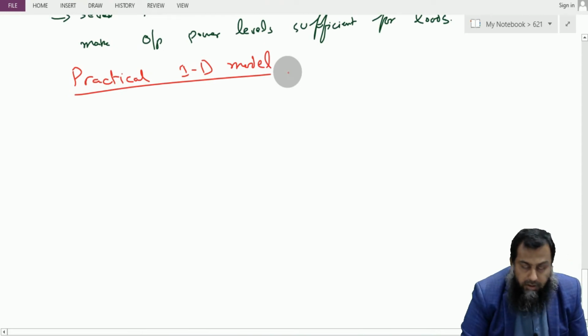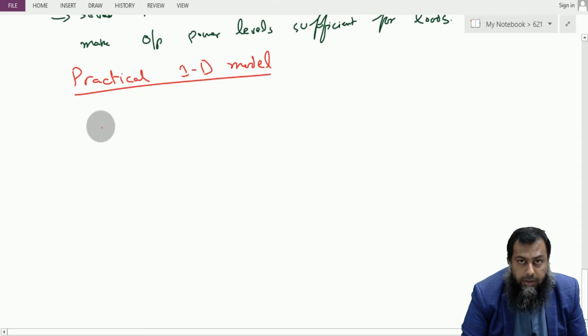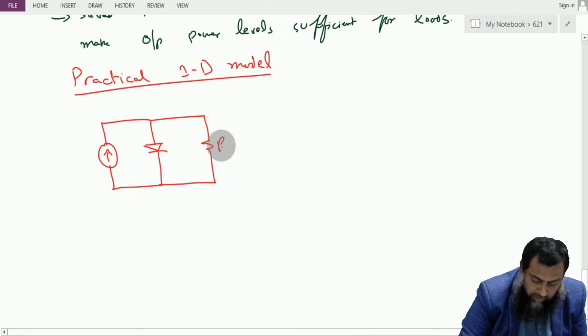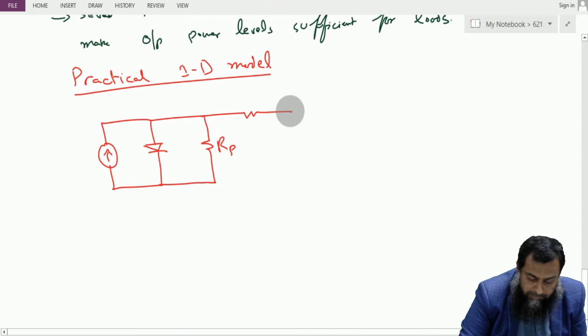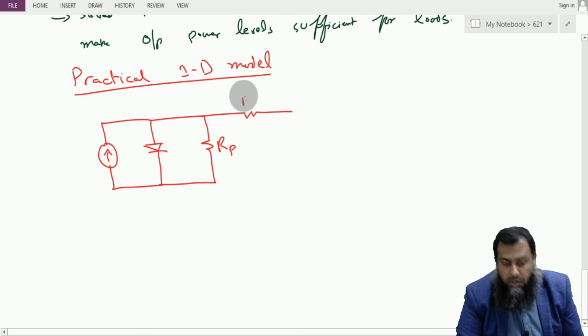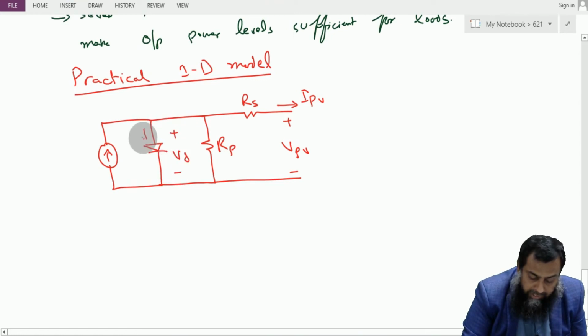So the practical one diode model contains the resistances which represent the losses in harnessing the electrical energy from a photovoltaic module. So for that we have this simple ideal model. We will represent the electron hole recombination by a resistance which is Rp, and the contact resistance of the metallic grid through which we are collecting the electrons and supplying them to the load is represented by a resistance Rs. Here we have this IPV and here we have this VPV. This is VD, this is ID, this is IPH and this is IP.